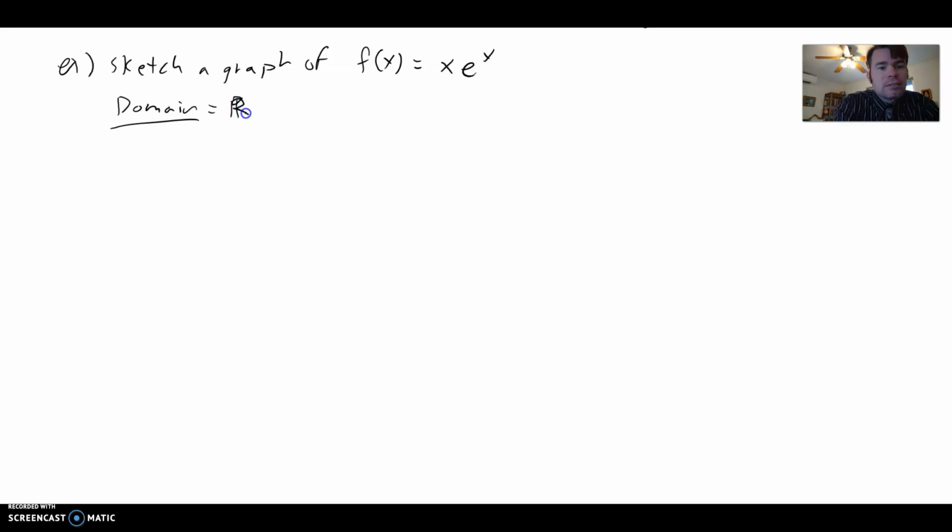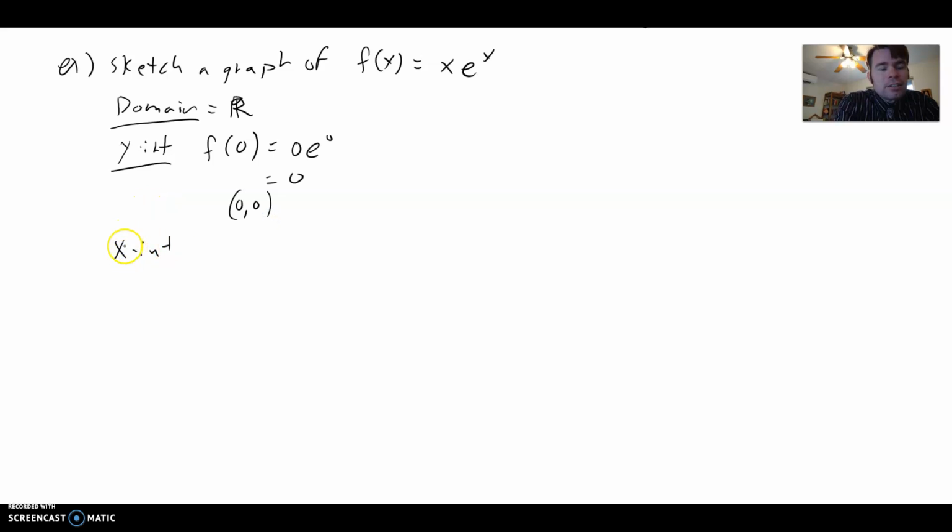That's nice. What's next? I'm going to look for the y-intercept. Since x equals 0 is in the domain, we're going to find f of 0. That equals 0 times e to the 0, which is just 0. So we have the point (0, 0).